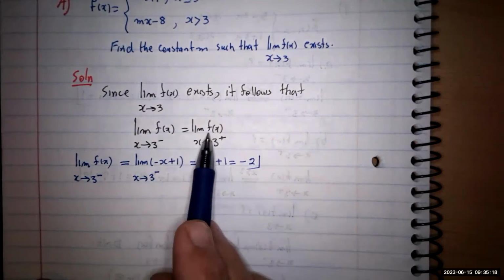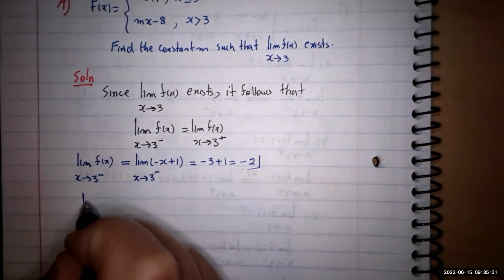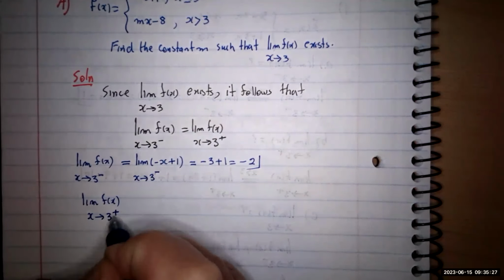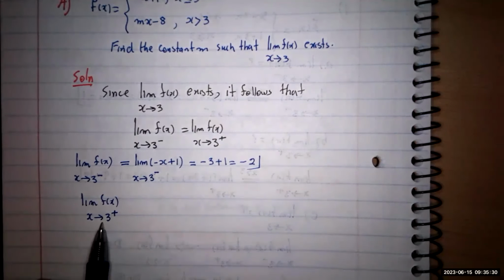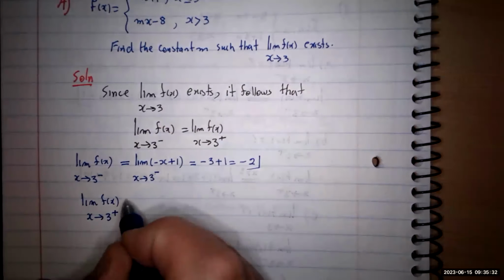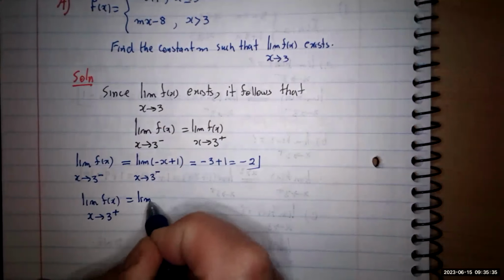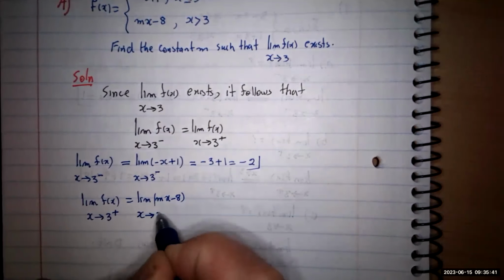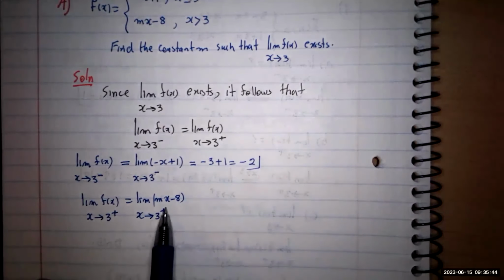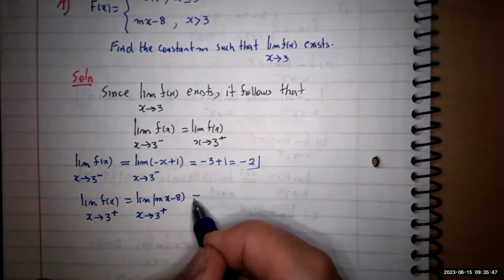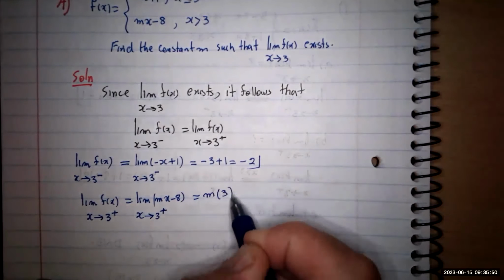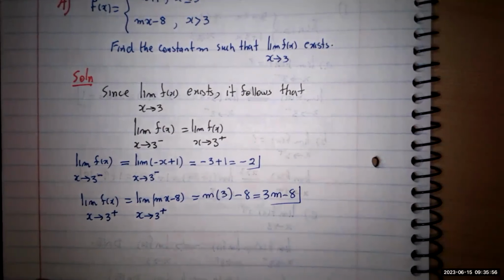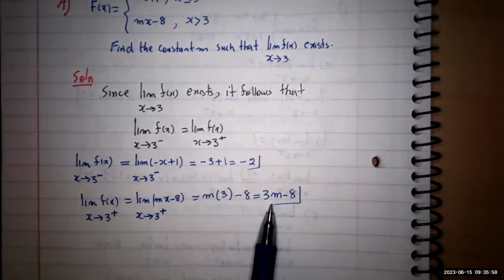Do the same thing for the other side. What's going to be the limit of f of x as x goes to 3 positive? That means x is greater than 3, so you have to use the second part. That gives you the limit of mx minus 8 as x goes to 3 positive. Substitute 3 for x carefully. That gives you m times 3 minus 8, which is 3m minus 8. So the left limit is -2, the right limit is 3m minus 8.